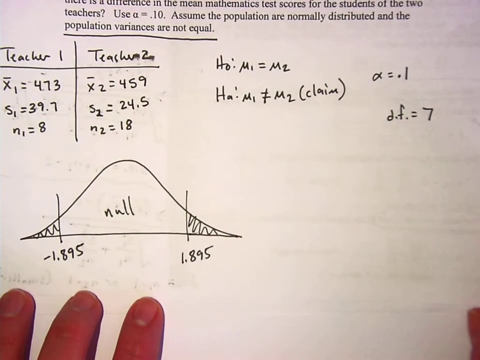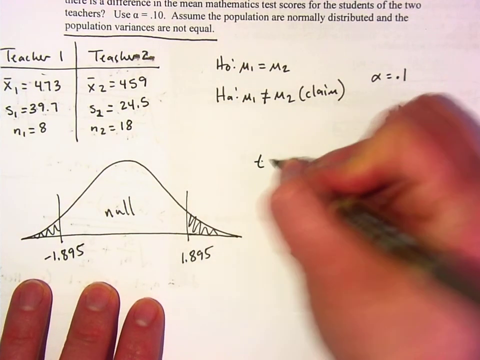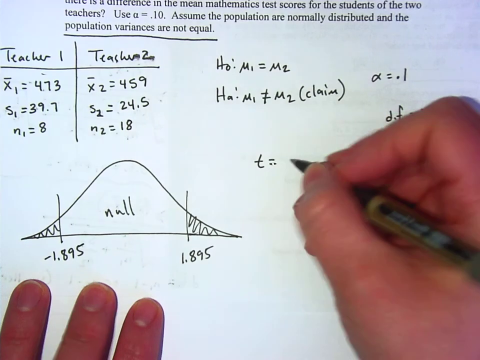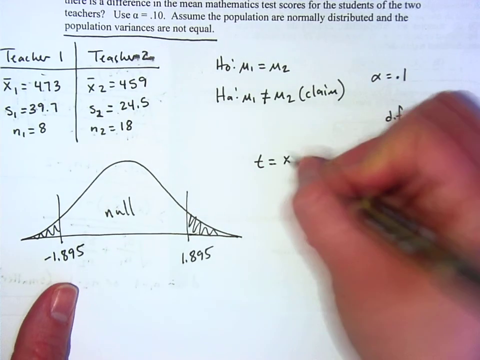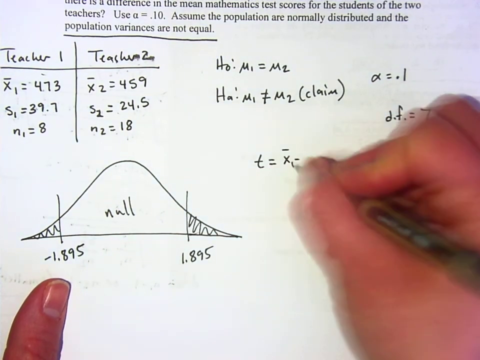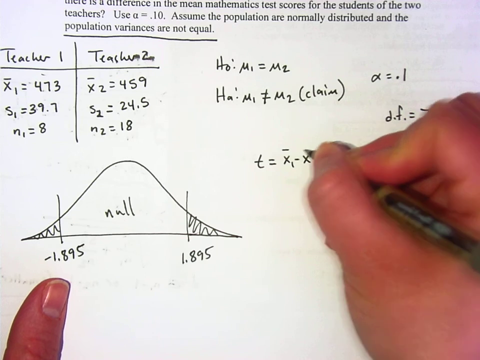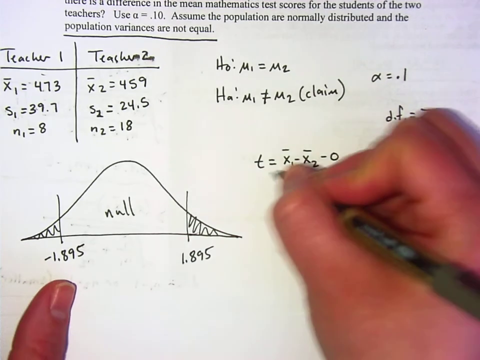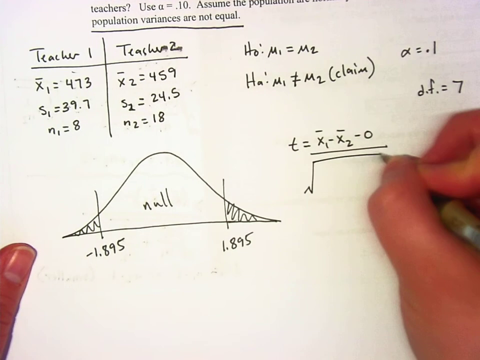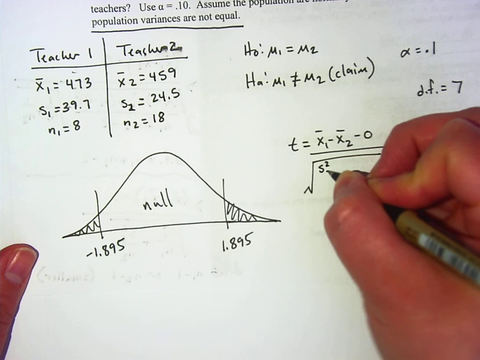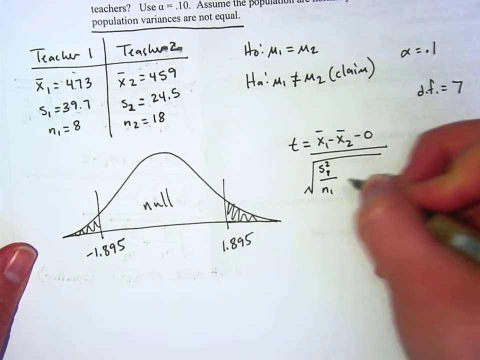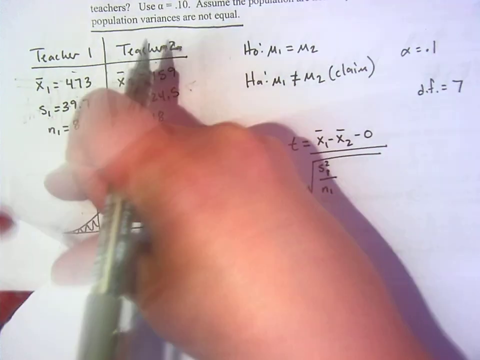Okay, now we need to do the t-score. We're going to do this one by hand. T equals, I'm just going to write it out, x bar 1 minus x bar 2 minus 0. Again, you don't actually have to have that. I'm just putting it there so you know what I'm doing. And on the bottom is the sample standard deviation squared, 1 divided by n1. Is it plus? Yeah.